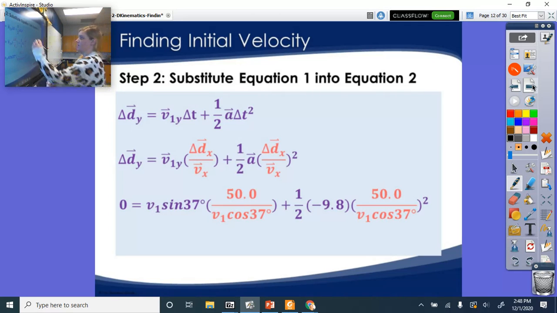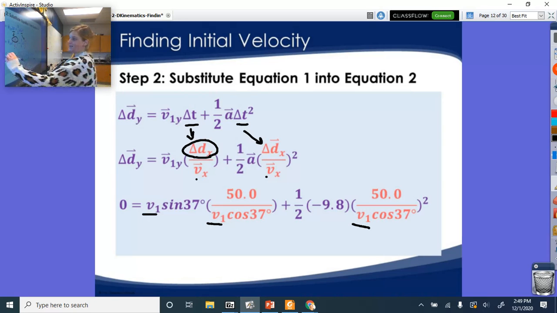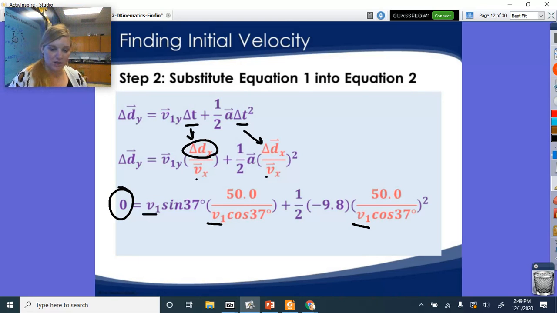When we start with our equation, we have both of our times that are unknown here. So we're going to put equation 1 into those spots because we already know that d of x is 50. And then we have a substitute equation for our velocity in the x, so that we are then left with only one variable we don't know. We're going to set that displacement equal to 0, too, because that was given in our problem. So once we filled in all that information, we actually have a pretty simple thing to solve for.